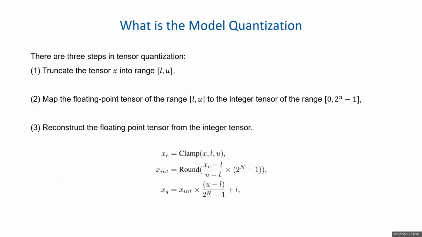Firstly, we briefly introduce what model quantization is. There are three steps in tensor quantization. Truncate the original tensor into a fixed range, then map the floating point tensor to the integer tensor. Finally, reconstruct the floating point tensor from the integer tensor. The post-training quantization aims to get the optimal clipping values of weights and activations for all the layers without modification to the original weights. Then we introduce our method in detail.